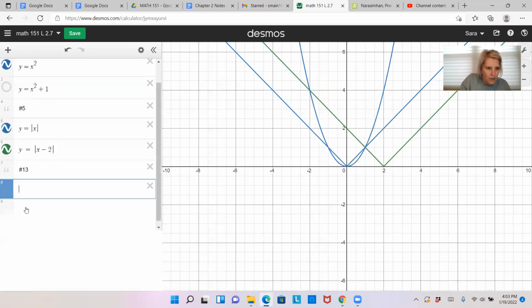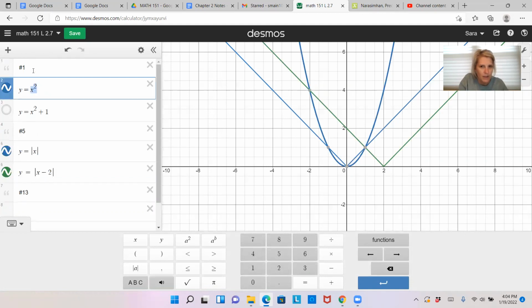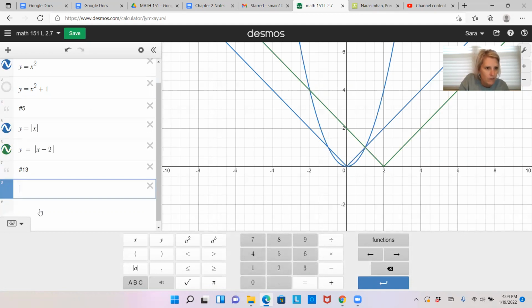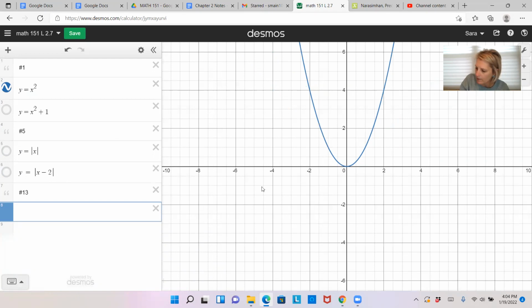Okay. So number 13, the base function is x squared again. So I'm just going to copy that. I'm going to turn these off. So the base function is this one up here, this y equals x squared.